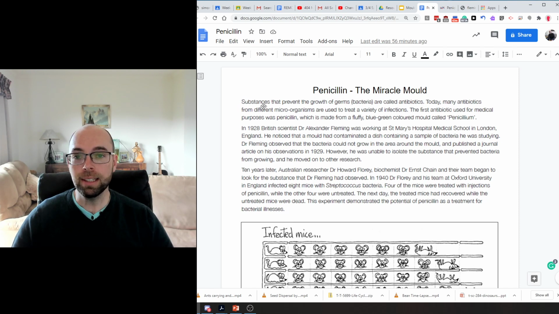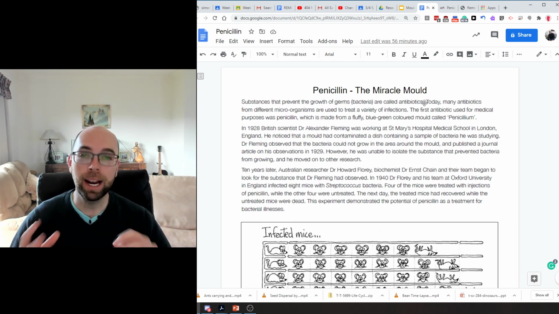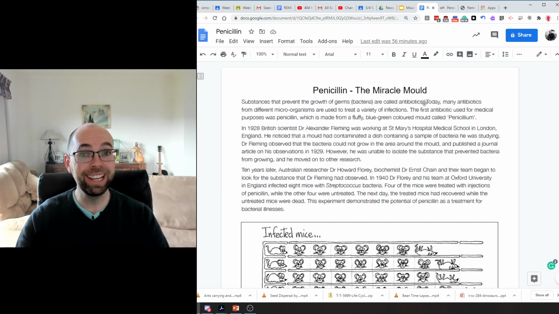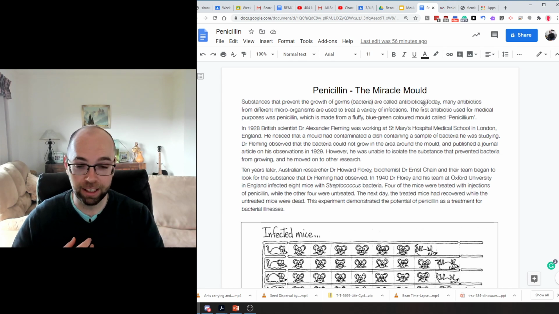Substances that prevent the growth of germs, bacteria, are called antibiotics. Now, there's a few things there. Remember, boys and girls, bacteria are germs. Germs is a word we use for bad bacteria. Not all bacteria is bad, but germs are bad bacteria. Bacteria are microorganisms, so germs are bad microorganisms. When someone has a cold and they give me the cold, then I'm getting the bad germs.